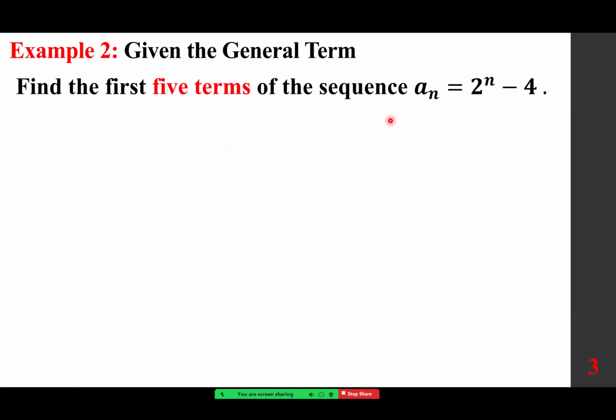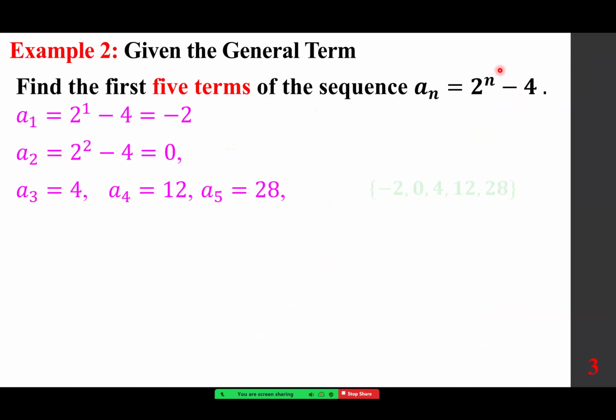Find the first five terms of the sequence a sub n equals 2 to the power of n minus 4. You may remember it from the lecture. If I replace the n with 1, I get 2 to the power of 1 minus 4, which makes it negative 2. If I replace it with 2, 2 squared minus 4 makes it 0. If I replace it with 3, 2 cubed, 8, minus 4 makes it 4. And here are the five terms.